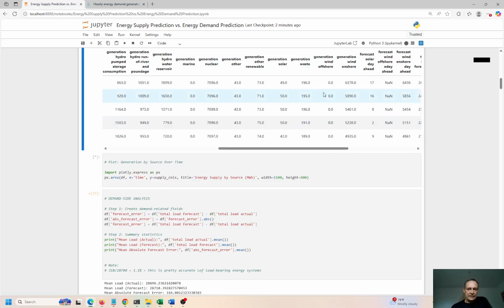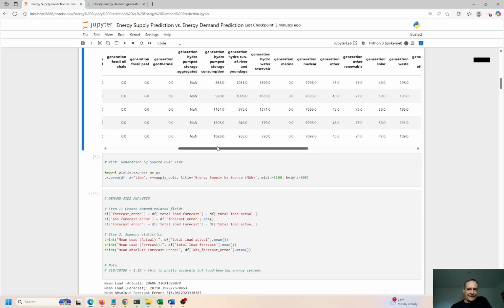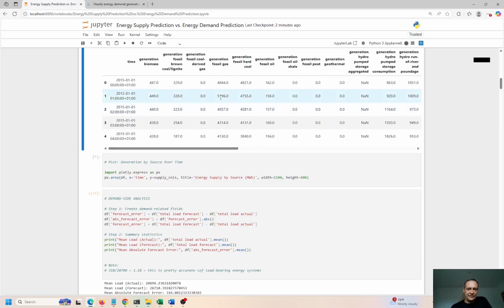Wind is actually 0. That's okay. And we have solar over here. Solar 49. Okay, so 49 megawatt hours, right? So pretty tiny compared to this 4800 from gas. So you can see that. The fossil fuels are really on the basis of 100 times more powerful.